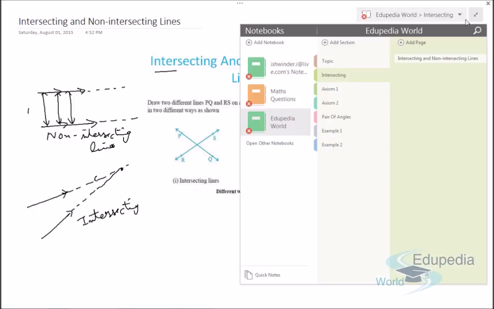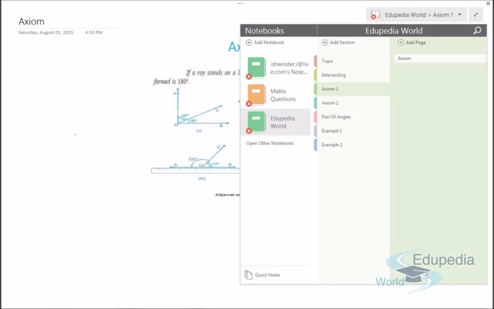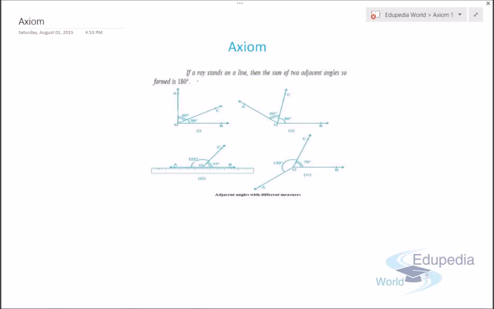Let's move further with the next concept, which is axioms related to adjacent angles. As we have discussed in Euclid's geometry, there are some axioms and postulates which are assumptions, but we have to see how the axiom holds. If a ray stands on a line, say this is a line PQ and a ray stands on line PQ, then the sum of the two adjacent angles so formed is 180 degrees.